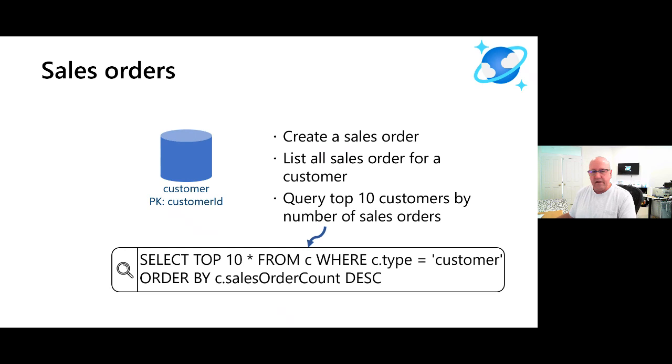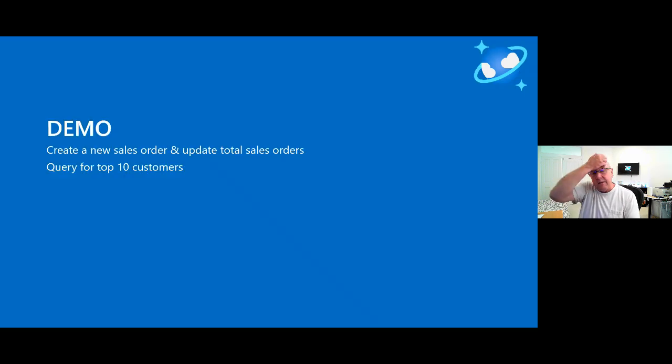And so now I could write a query like this: select top 10 from C where C.type equals customer, and then order by C.sales order count in descending order. Okay, so in this demo, I'm going to show you quite a bit of stuff. I'm going to show you how you can maintain an aggregate for sales orders in the customer record when a new order is created, and I'll do that showing the transactional batch. I'll then also show you the query for our top 10 customers.